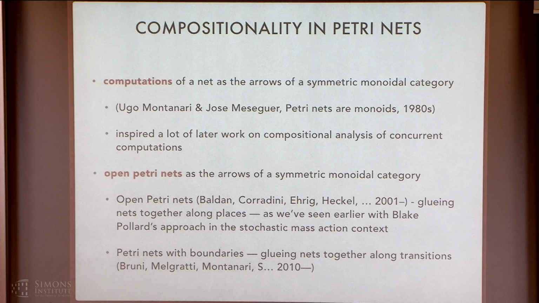Now, the other way I see compositionality as occurring in Petri nets is you think of the actual combinatorial structure of a Petri net as some kind of hypergraph, and you want to split it up into components and stick together. And again, there's quite a bit of work on this. I'm just going to flash up two of these. One of them is this approach called Open Petri Nets, which was done by Paolo Baldan, Andrea Corradini, Hartmut Ehrig, Reiko Heckel, and a number of other people. And here, the idea is that we glue together nets along places. So places of the net are the boundaries.